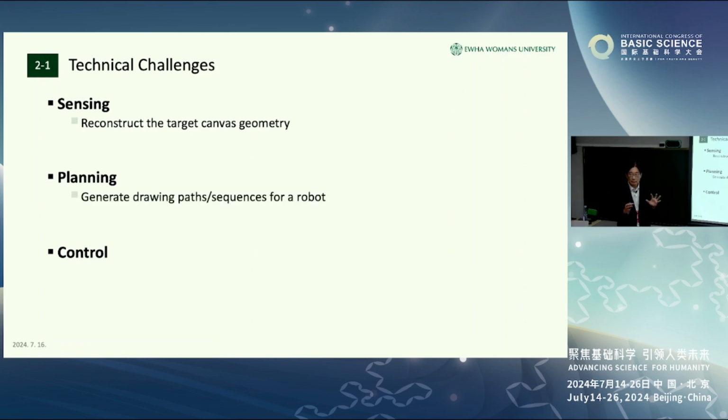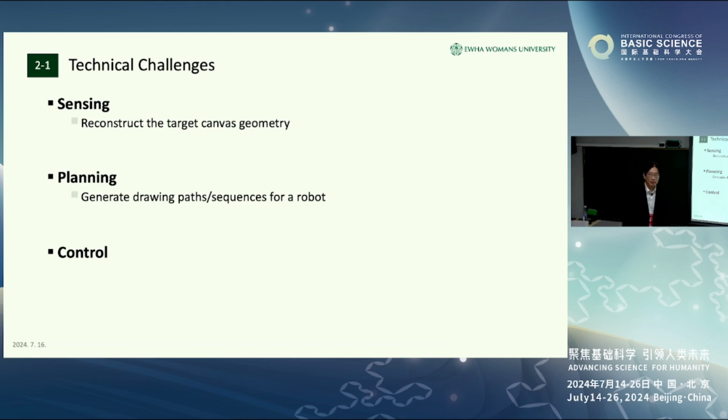Once you figure out the geometry of the target surface, you then have to generate or obtain a drawing path. This path could be provided by an artist or even created by AI or whatever. So you have to generate the path, or the pose sequences, for the robot to actually draw on the physical surface. That is a planning problem.